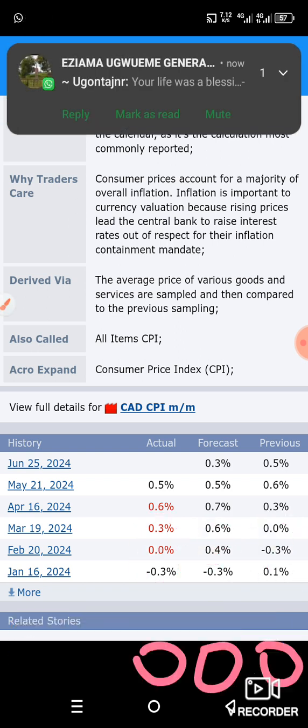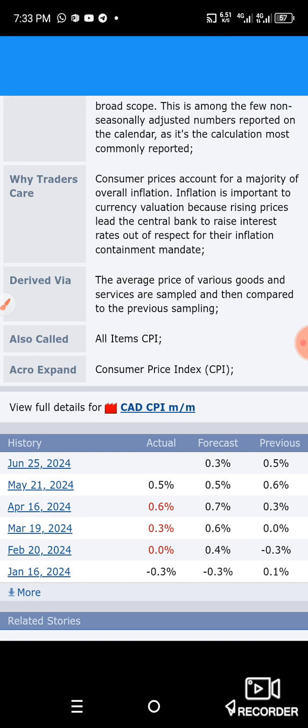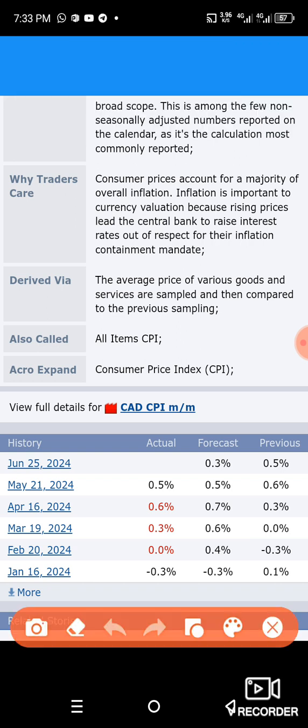Now, if you come on this one, which is April, then if you come on April, you will see actual 0.6, then forecast 0.7, then previous 0.3. You can see that CAD is also buy, but mind you that CAD buy that day, but is weak. You can see that the color is weak. It's not strong. Yes, it's weak.